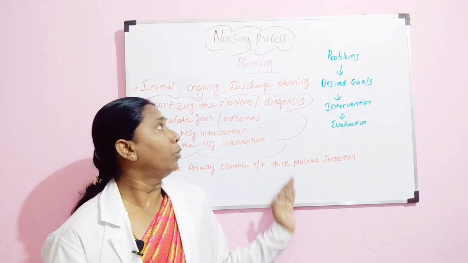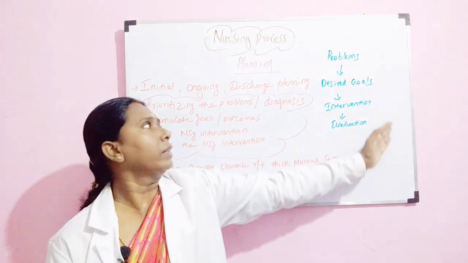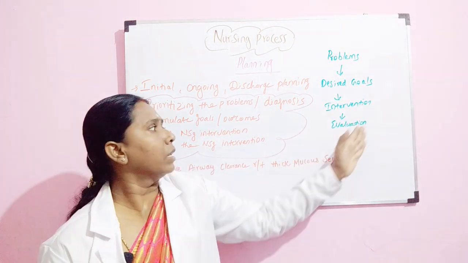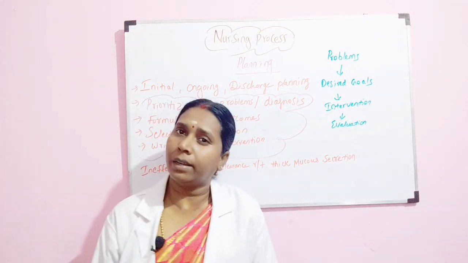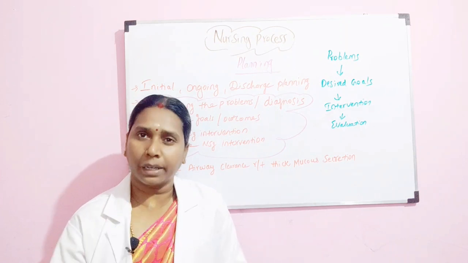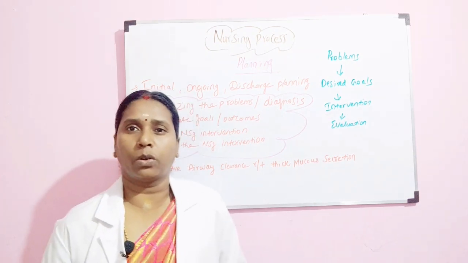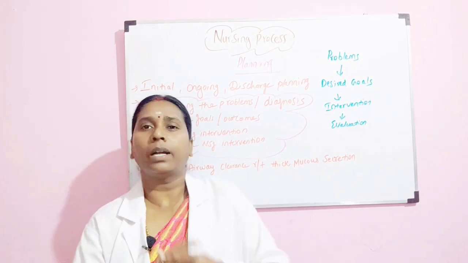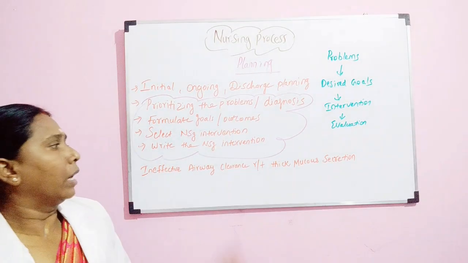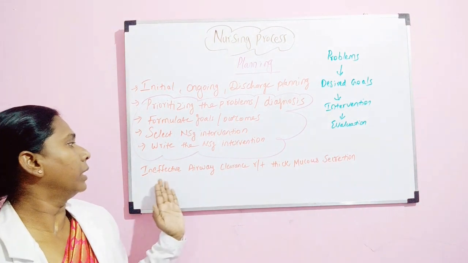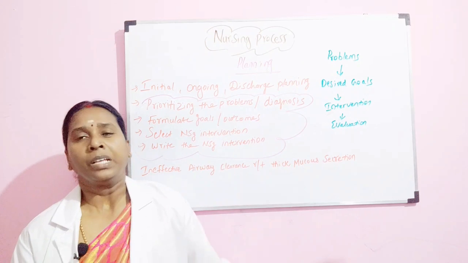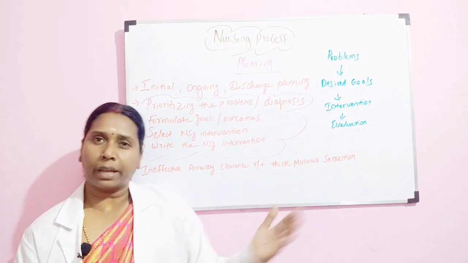Okay, so your thing will go like this. So you will rule out the problem, desired goals, interventions, then evaluation. So evaluation is finally you are going to see whether whatever you have done for the patient is working out or not, whether it is effective or not, whether your goal is reached or not, that you have to find out. Okay, so that is your planning part. So now the example I have given here is ineffective airway clearance related to thick mucus secretions. Whatever example I have said is also similar.